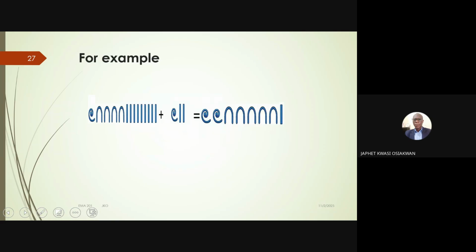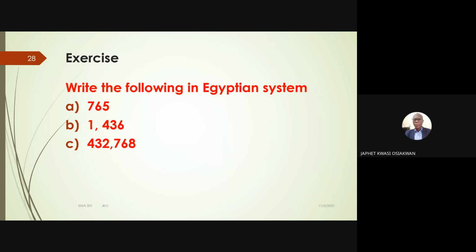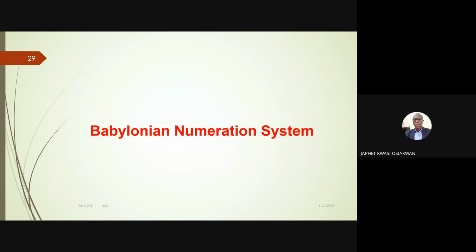Okay, I'm moving on to another one. So here, when you get the slides, you try and do this. You want to write these numbers in the Egyptian numeration system. Don't do it here. When you get the slides, you can try it on your own. And so let's move to the next one, the Babylonian numeration system.